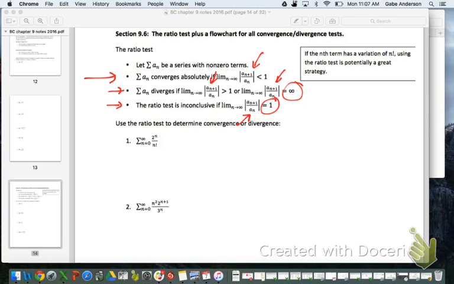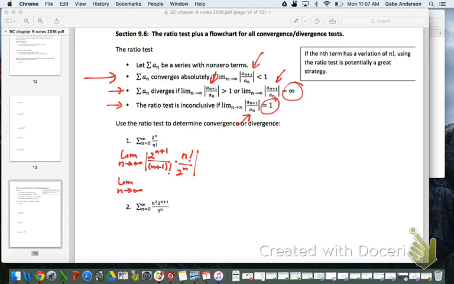I'm going to set this up: limit as n goes to infinity of the absolute value of the n plus 1 term, so that would be 2 to the n plus 1 over n plus 1 factorial. But instead of writing that over the nth term, I'm going to basically do a copy, dot, flop. I'm going to write times the reciprocal of the nth term, so that would be n factorial over 2 to the n. Okay, so let's focus for just a moment on the 2 to the n plus 1 and the 2 to the n. We've got to do a little bit of work here.